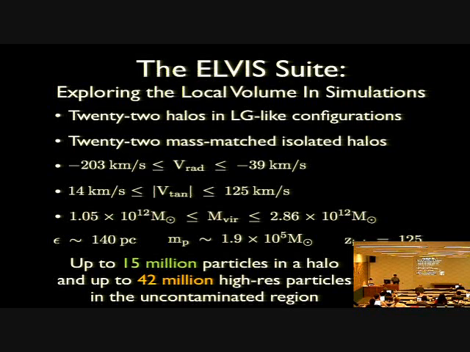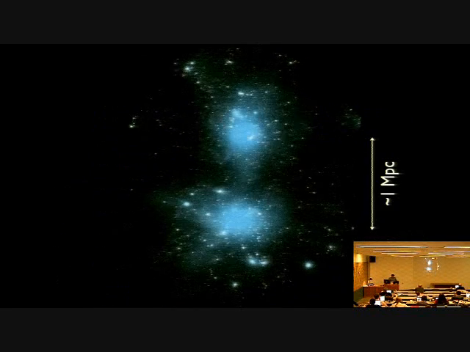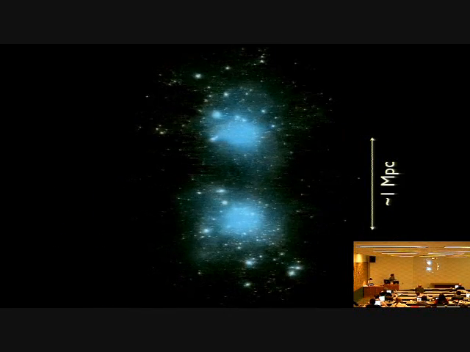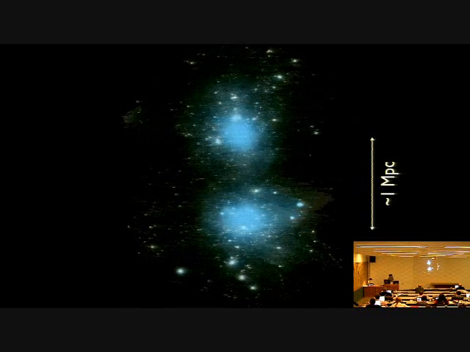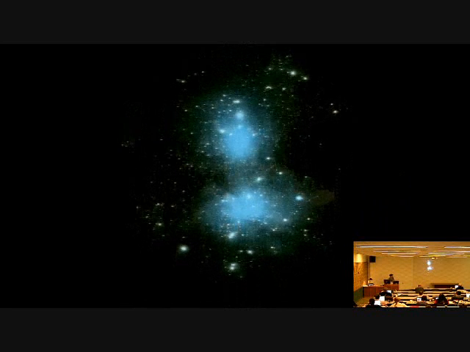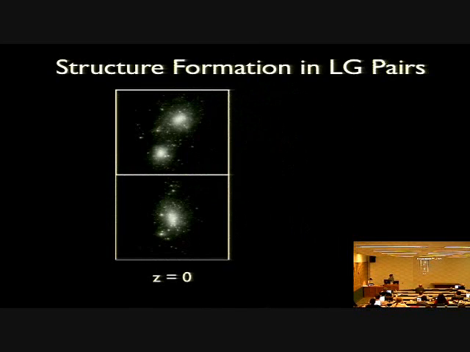and up to 42 million high-resolution particles in the uncontaminated region. So here I'm showing one such run at z of 0. The separation between the two hosts here is about a megaparsec. And I'm coloring here by phase space density to really show the rich structure that you see around one of these local group-like pairs. So as you can see in that previous one, there's very clearly 2 halos, right? So that's one way that we can easily identify that pairs differ from isolated halos.